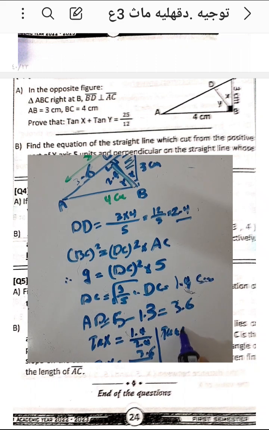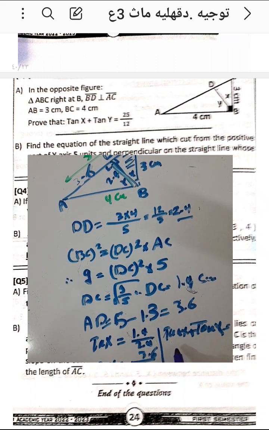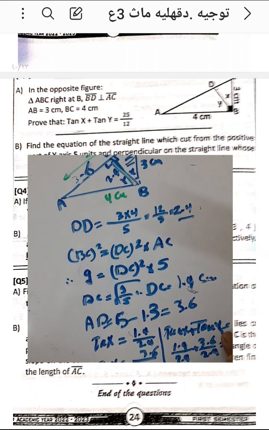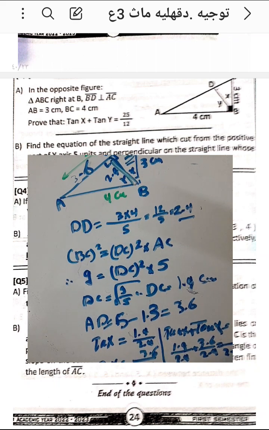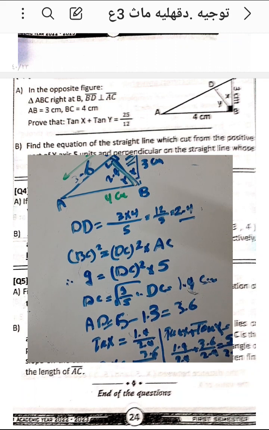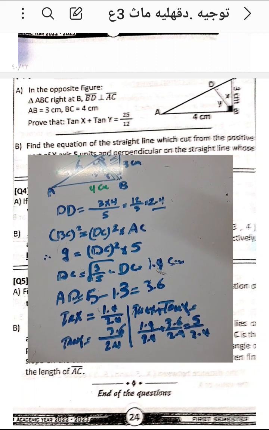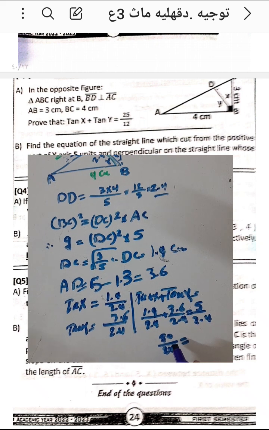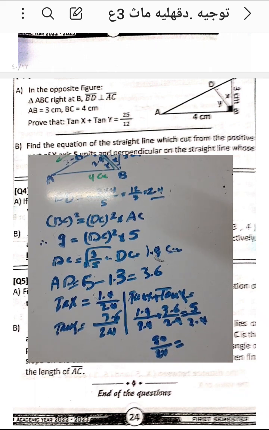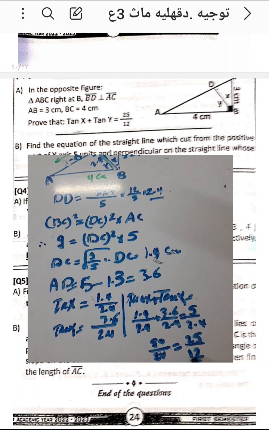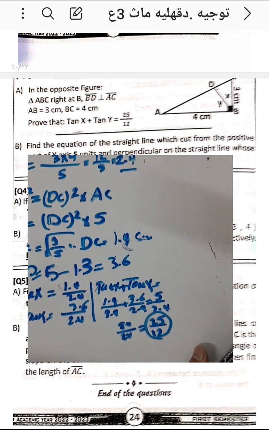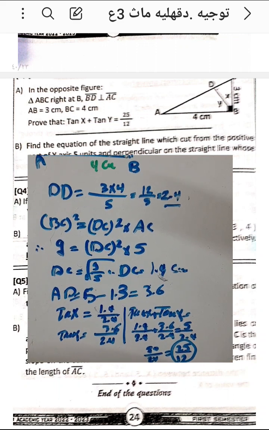Then 10x plus 10y will be 1.4 over 2.4 plus 3.6 over 2.4. The result will be 5 over 2.4. And then we can simplify by multiplying by 10, numerator and denominator, it will be 50 over 24. And then simplify this number 50 over 24 by dividing by 2, the result will be 25 over 12. Understood this example? It's very important. Okay, this is the result of this example.